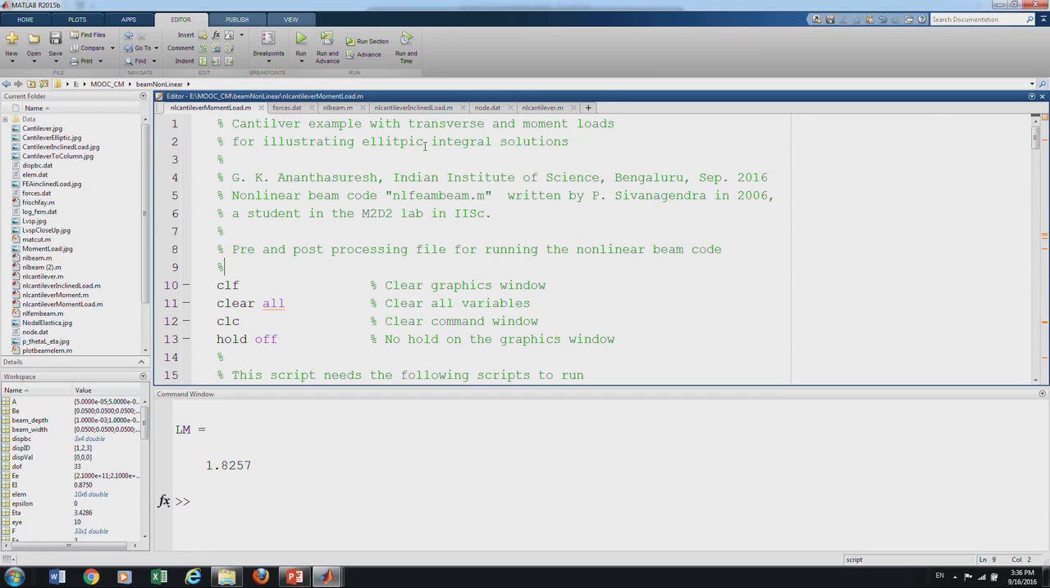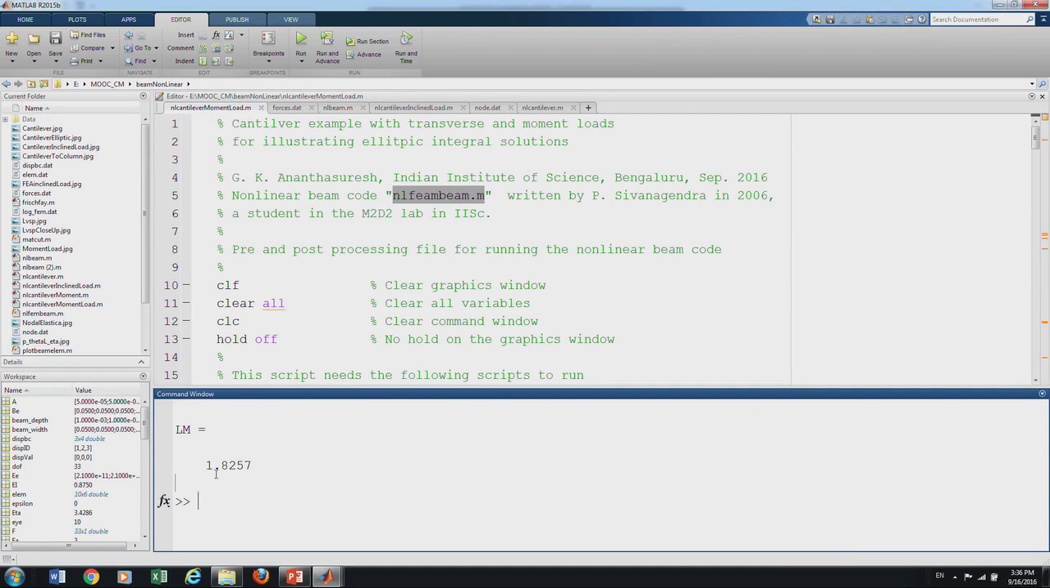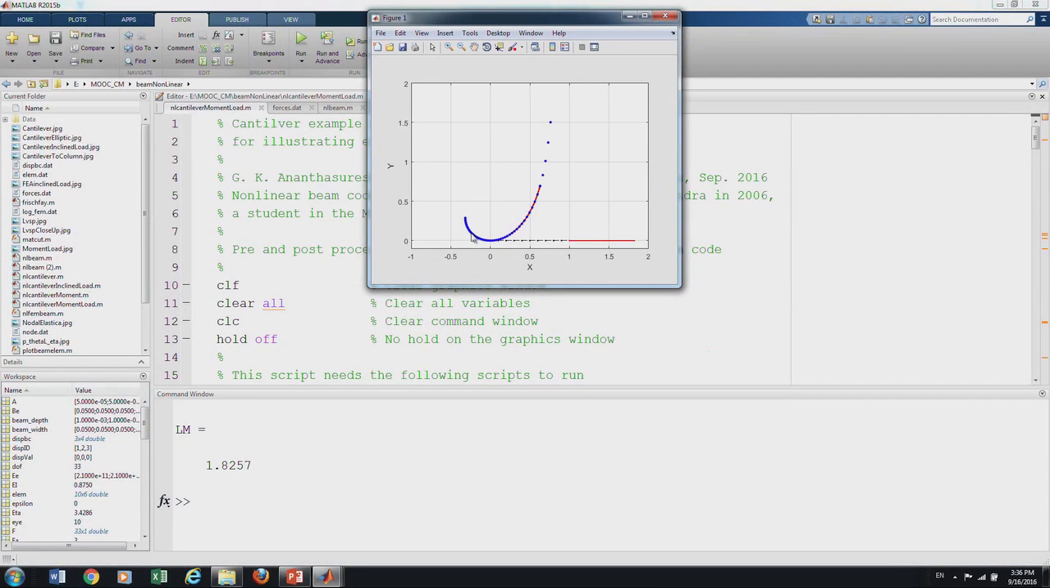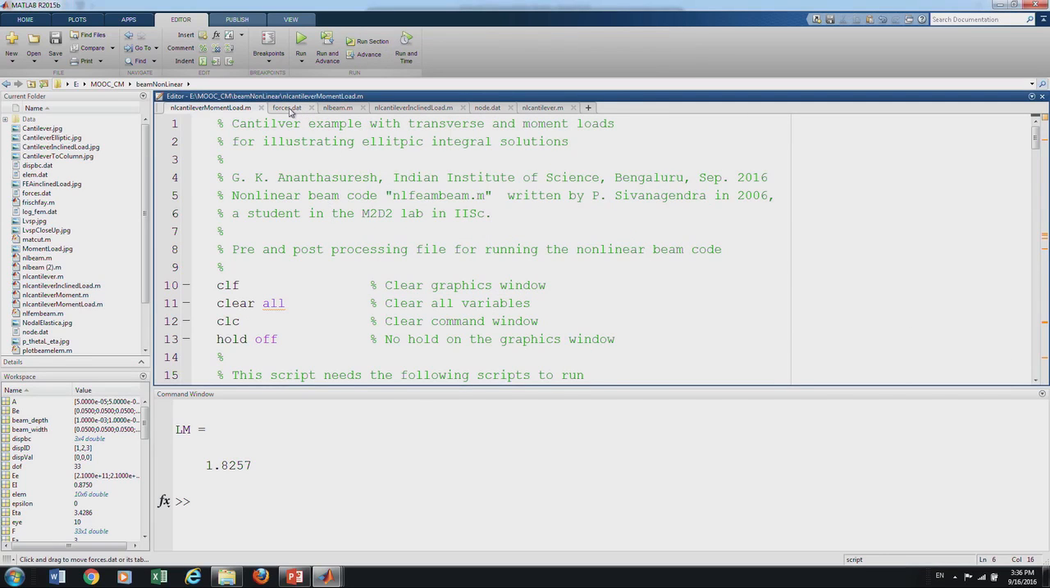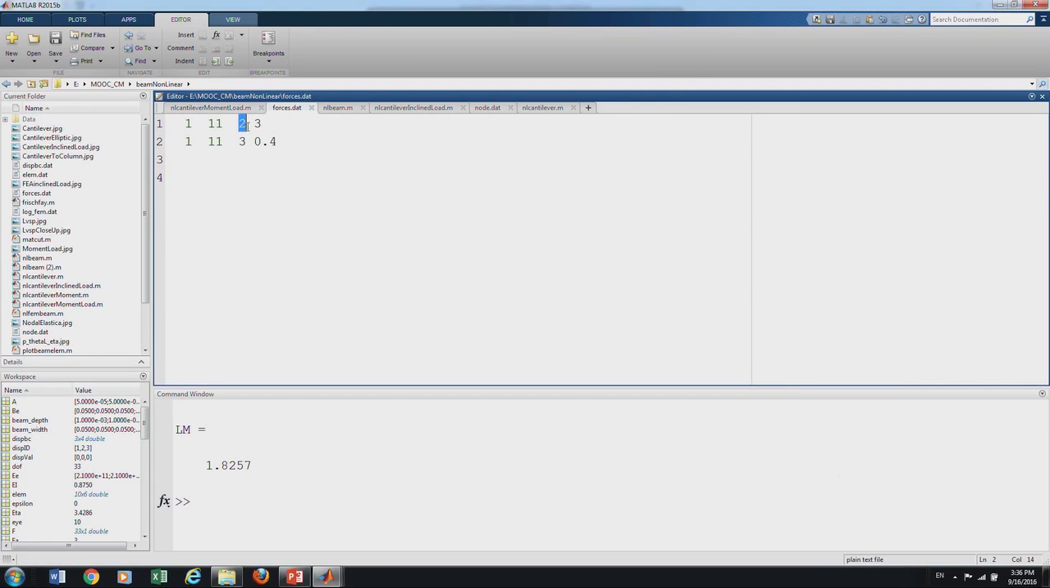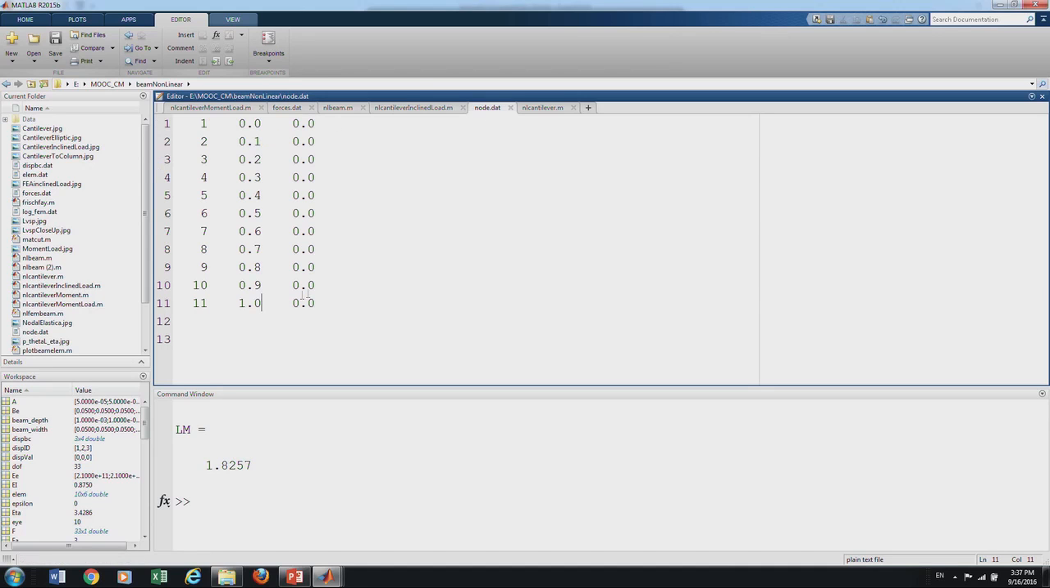Now, let us look at the case of a transverse load as well as moment load using the elliptic integral solution. Once again we will compare with the nonlinear beam code, and what we see here, this LM is 1.8257. If we look at the solution we will find out what it is. So, here elastica is the blue dots. It starts from phi equal to 0, but our interest is from phi b, where theta equals 0. You can see that the red one is the finite element one, and we are plotting from here to here. For the finite element one, if I look at the forces data file, we have the second degree of freedom with 3 Newton transverse force, and then the theta degree of freedom, with the transverse displacement. Here we have 0.4 Newton meter. So, the 2 degrees of freedom have the loads here for a beam of length 1 meter that we had.